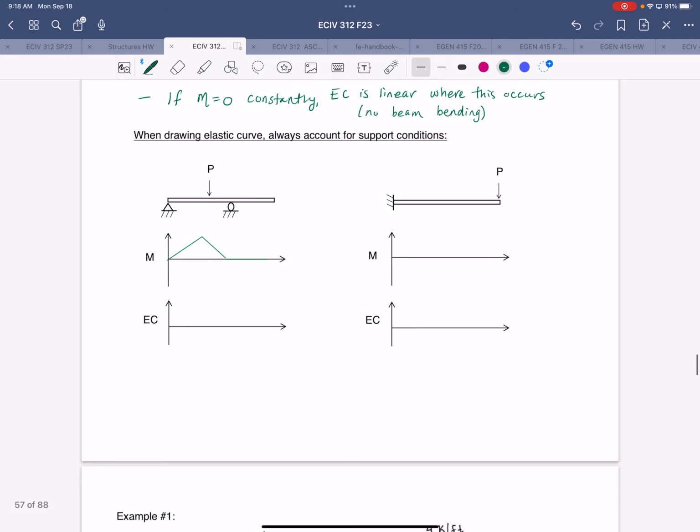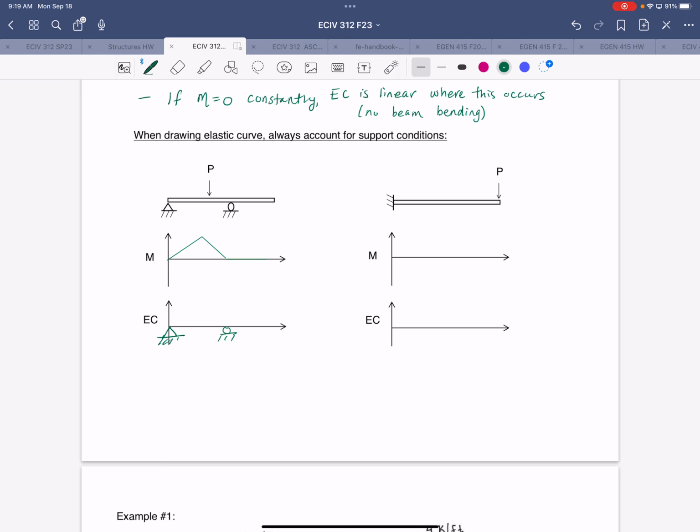And the elastic curve, when we draw that, I always like to sketch the location of the supports on the elastic curve diagram, because that's a good reminder of what the deflected shape needs to do at that point. So with a pin support and a roller support, the slope can change, right? So you can have a non-zero slope there, but the deflection has to be tied to the support. So you can't displace up or down there.